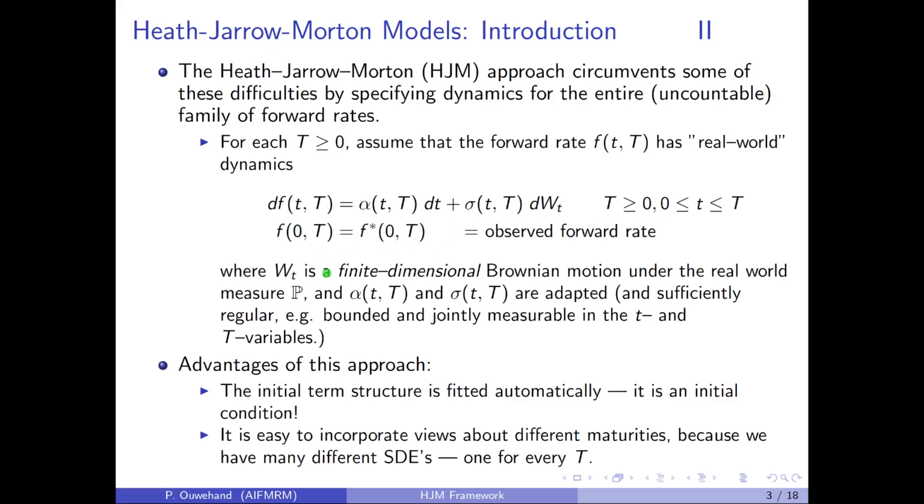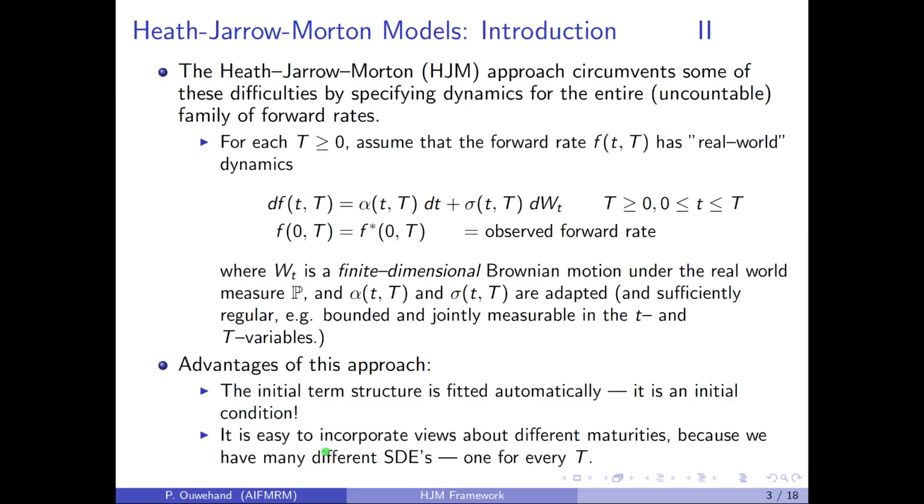Here W is a finite dimensional Brownian motion under the real-world measure P, and as I already mentioned, alpha and sigma are stochastic processes which we assume are adapted and sufficiently regular, for example bounded and jointly measurable in the little t and capital T variables, to allow us to perform the operations that we will in the future. The advantages of this approach are the following. Firstly, the initial term structure is fitted automatically because it's an initial condition. So there is no need to calibrate this model to the initial term structure of bond prices, although you will still have to calibrate to volatilities for option pricing.